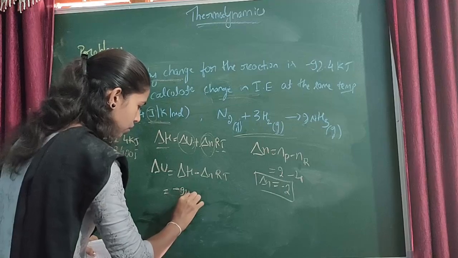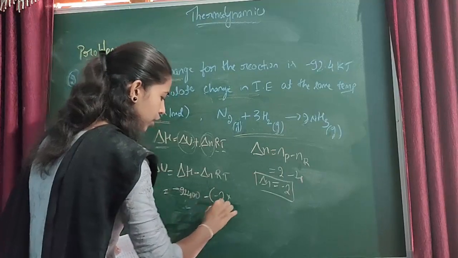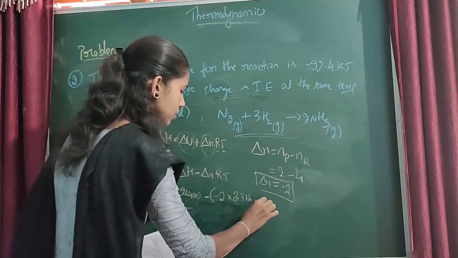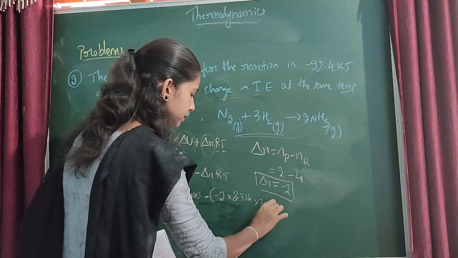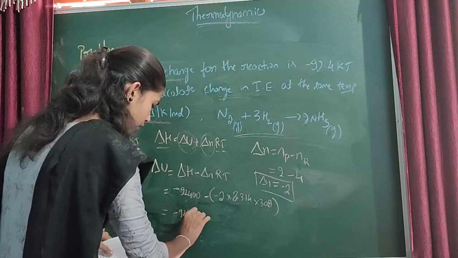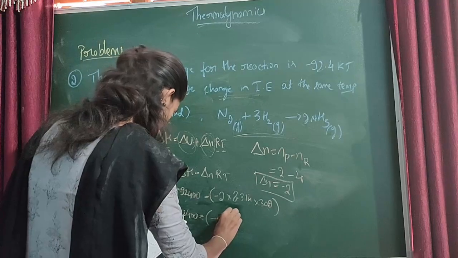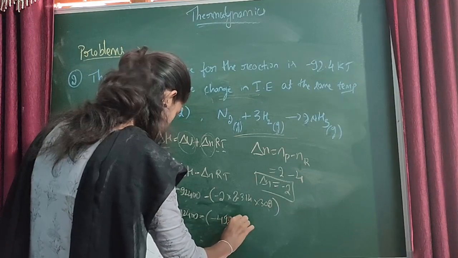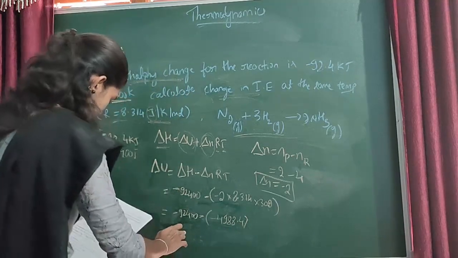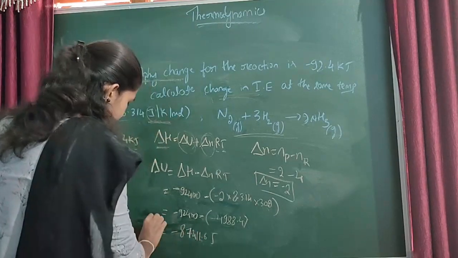Substitute that value. Minus 92,400 minus delta N value, which is minus 2, into R value, 8.314, into temperature, 300 Kelvin. Now if you simplify this, minus 92,400 minus of, here it will come, minus 4,988.4 joule. Final answer will be minus 87,411.6 joule.